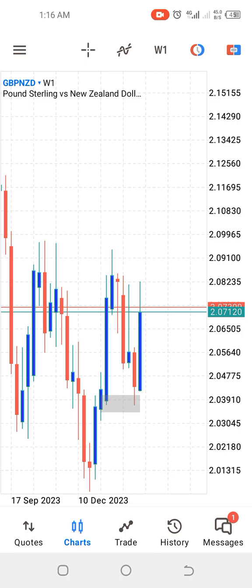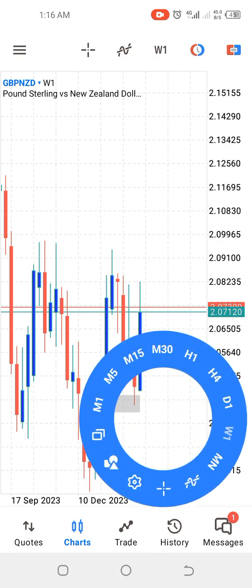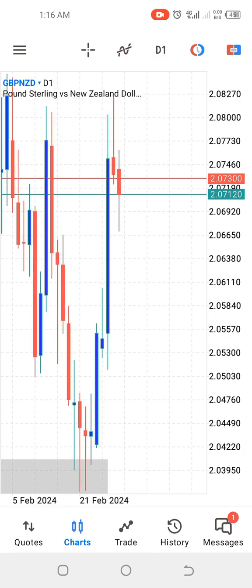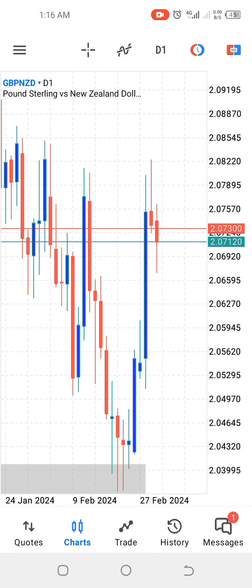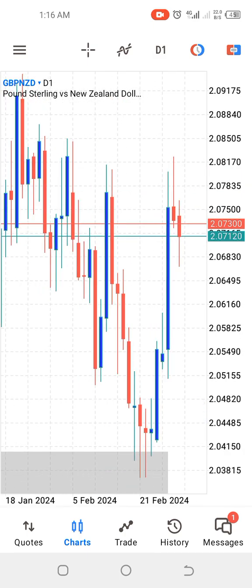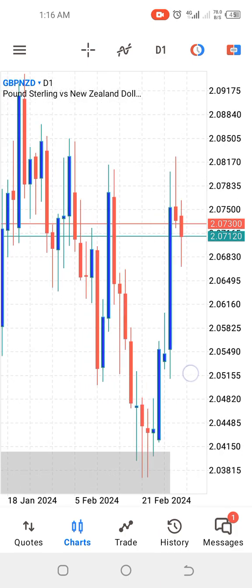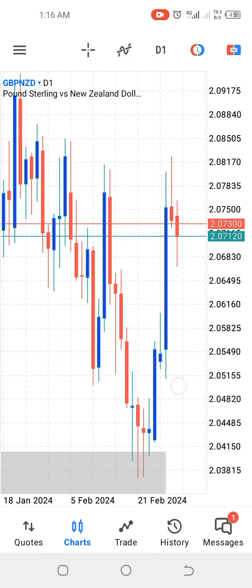This is OMAS-FX. Okay, so I'm on the pair GBPNZD and I'll be doing a quick breakdown analysis on this pair. Okay, so now, excuse me, what do we see on GBPNZD?